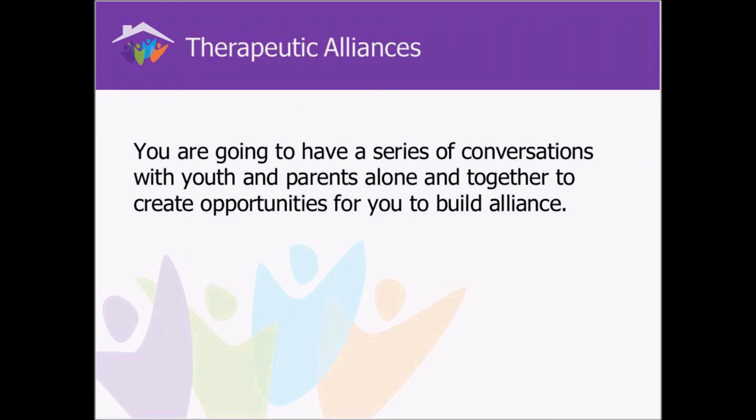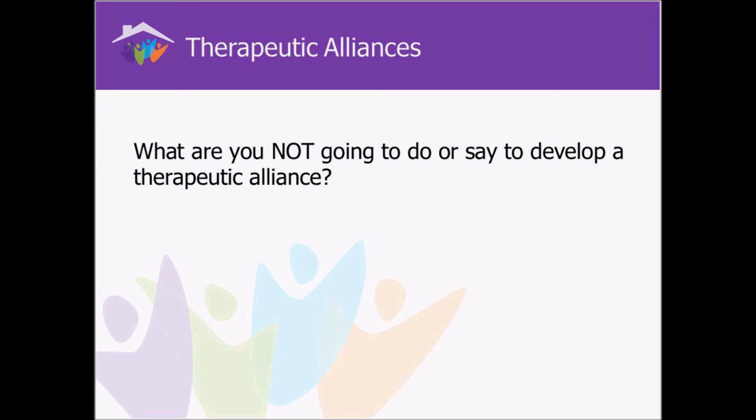And you're just going to have a series of conversations, not only in session 1, but other sessions to create opportunities to build this therapeutic alliance. And it doesn't have to be perfect alliance, but enough to move forward. Now, you think there are some things that therapists can do that can interfere with alliance building. So I'd like to go over those things. What are the things that you're not going to say because they're going to not facilitate therapeutic alliance?